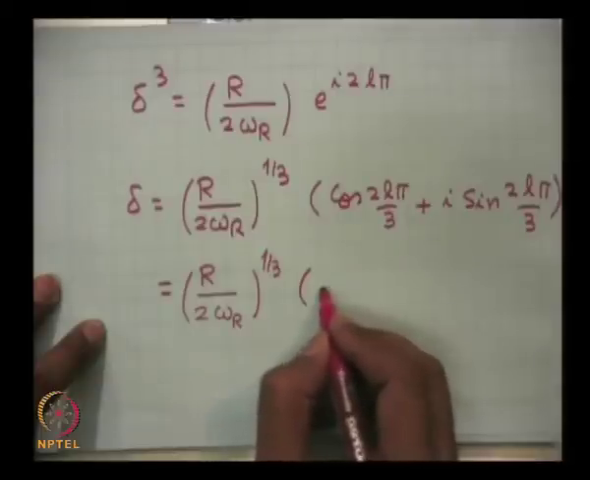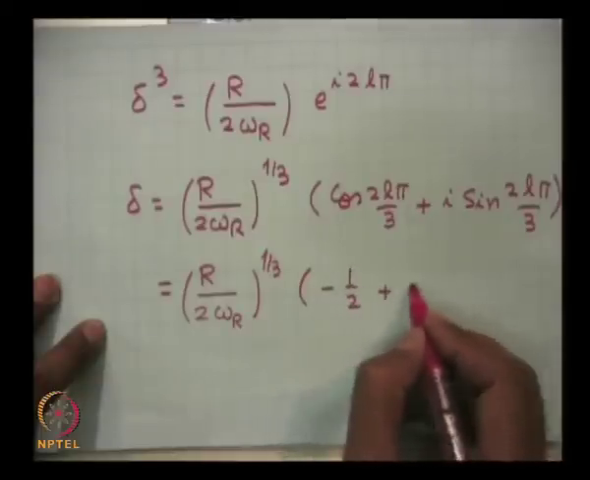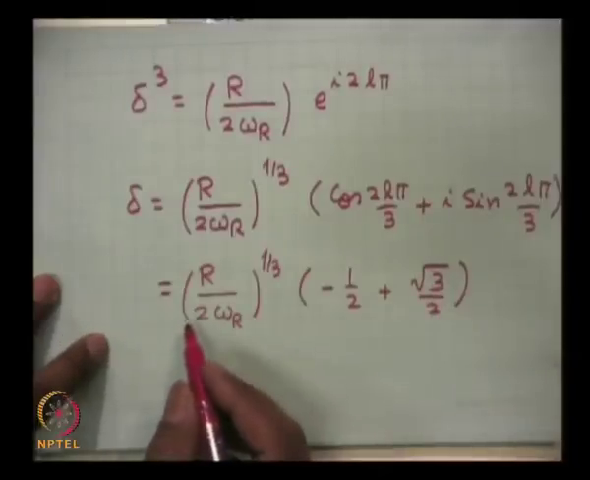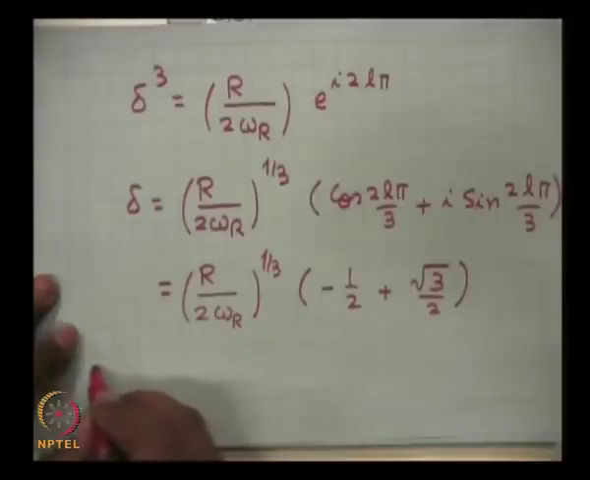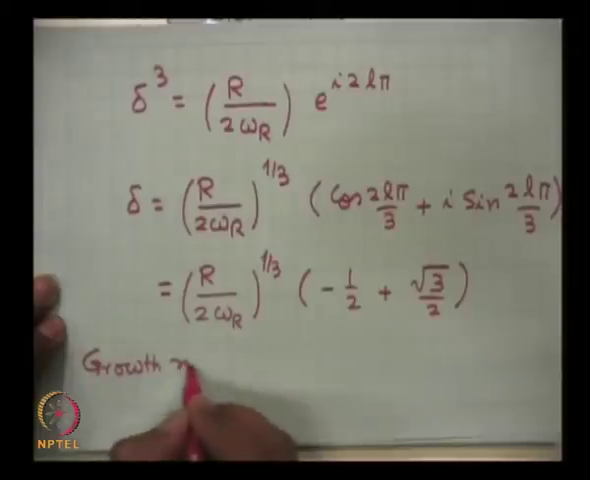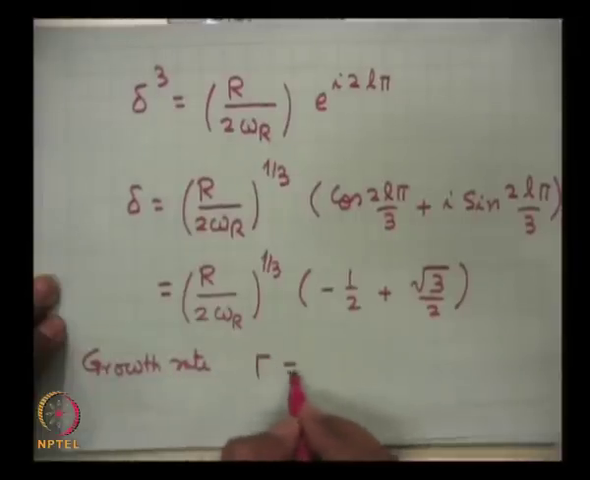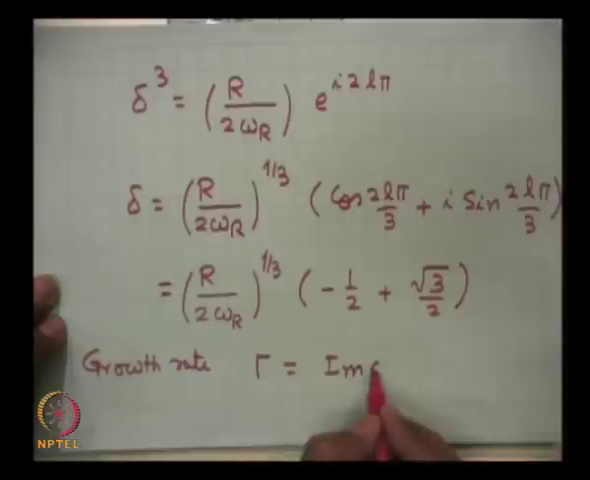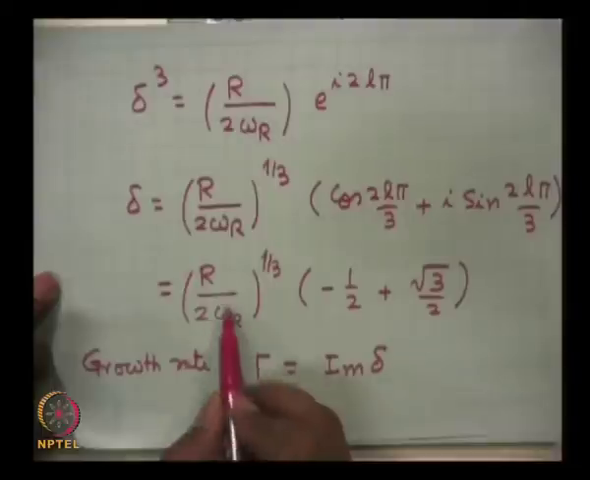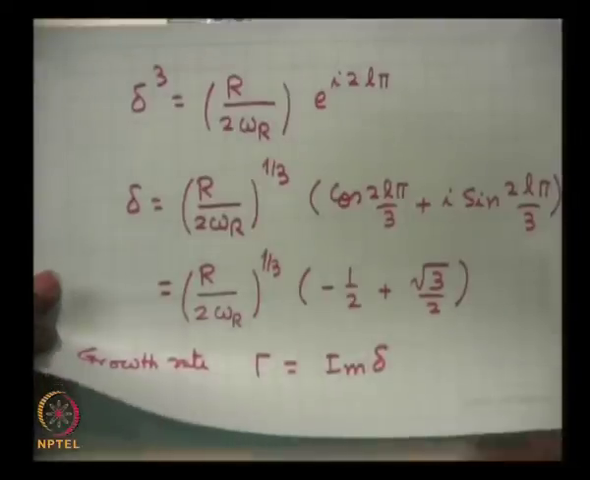This is minus half plus root 3 upon 2. So the growth rate is gamma, which is the imaginary part of delta. So let me explicitly, after substituting the value of omega_r and r, see how delta looks. The delta turns out to be this expression. Let me just write this.